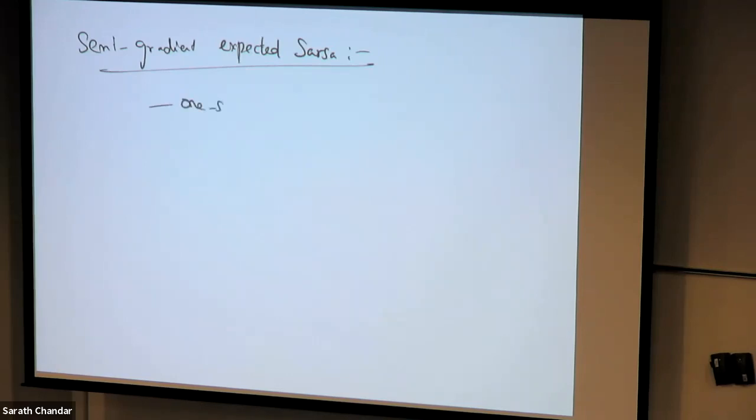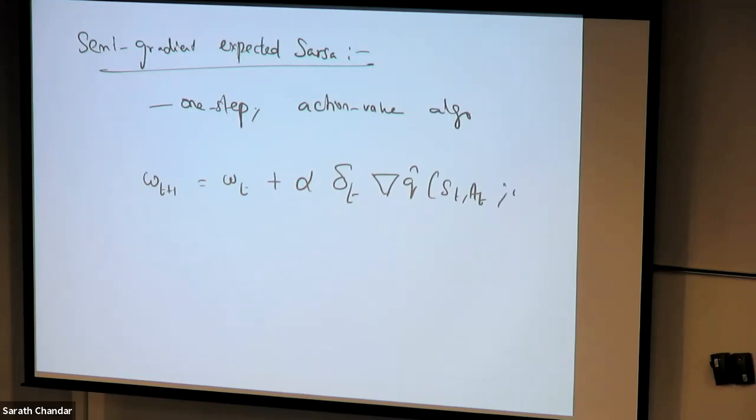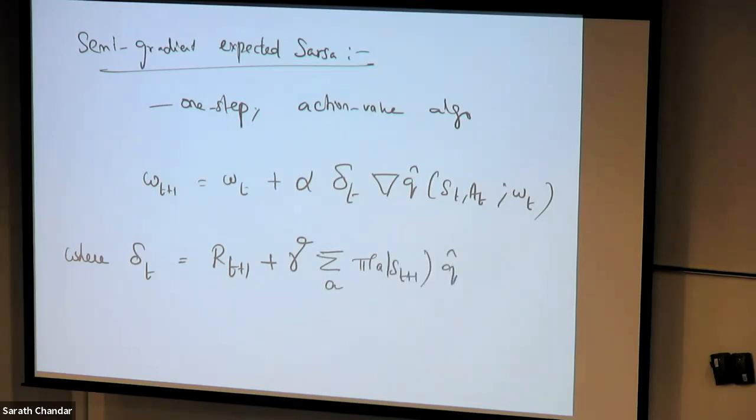Okay, now this is a one-step but action value algorithm. Now, in semi-gradient expected SARSA, w_{t+1} is going to be w_t plus alpha times delta_t times the gradient of Q of S_t, A_t given w_t, where delta_t is given by R_{t+1} plus gamma times... So this is like Q-learning but with an expected Q value, right? So it's between Q-learning and SARSA. So you have an expectation: summation over all possible actions, pi of a given S_{t+1}, Q hat of S_{t+1}, a given w_t. This is the whole target. So minus Q of S_t, A_t given w_t. Right?